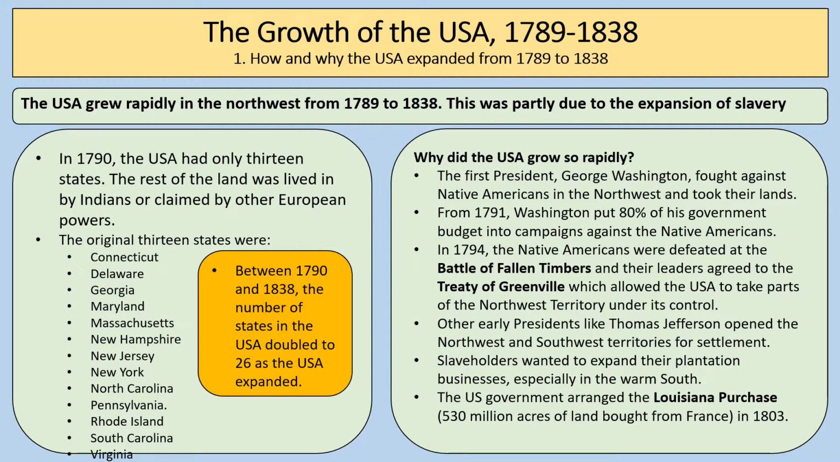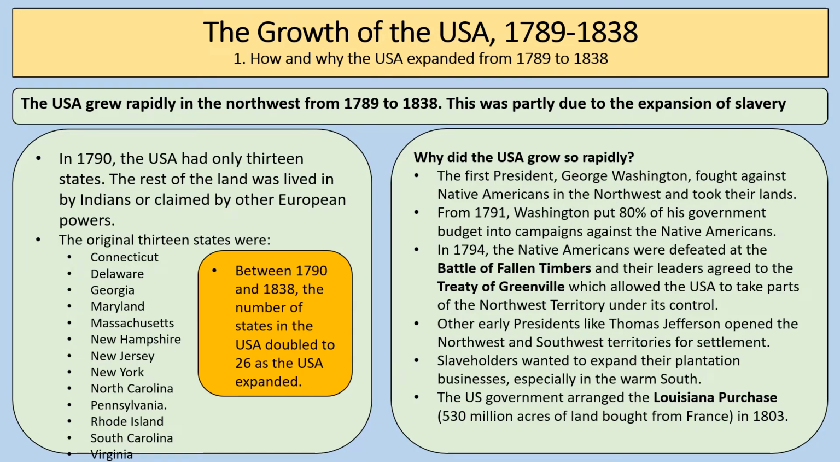They'd been defeated at the Battle of Fallen Timbers, and their leaders had agreed to the Treaty of Greenville, which allowed the USA to take parts of the Northwest Territory under its control. Now, other early presidents of the USA, like Thomas Jefferson, opened the Northwest and Southwest Territories up for settlement, and this encouraged more people to move out west. And gradually more and more territory and more states were added to the United States of America.